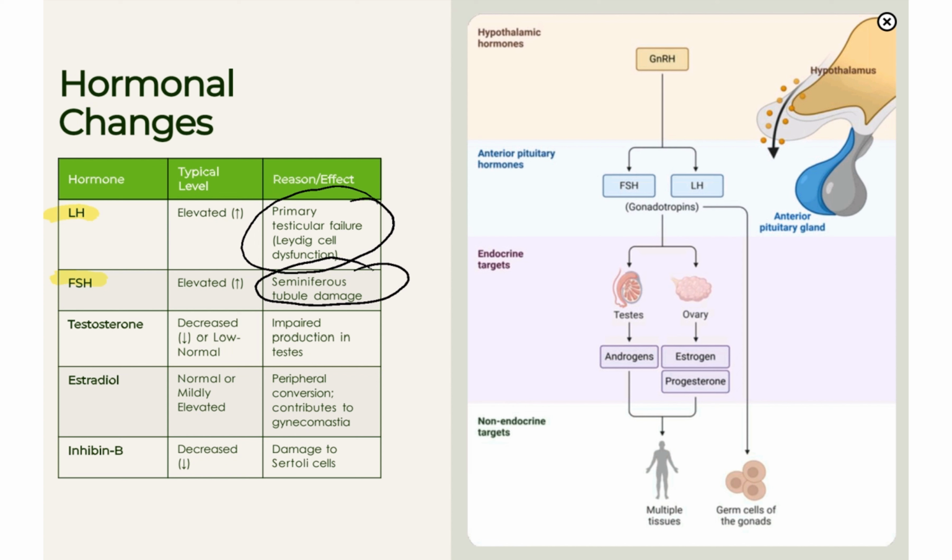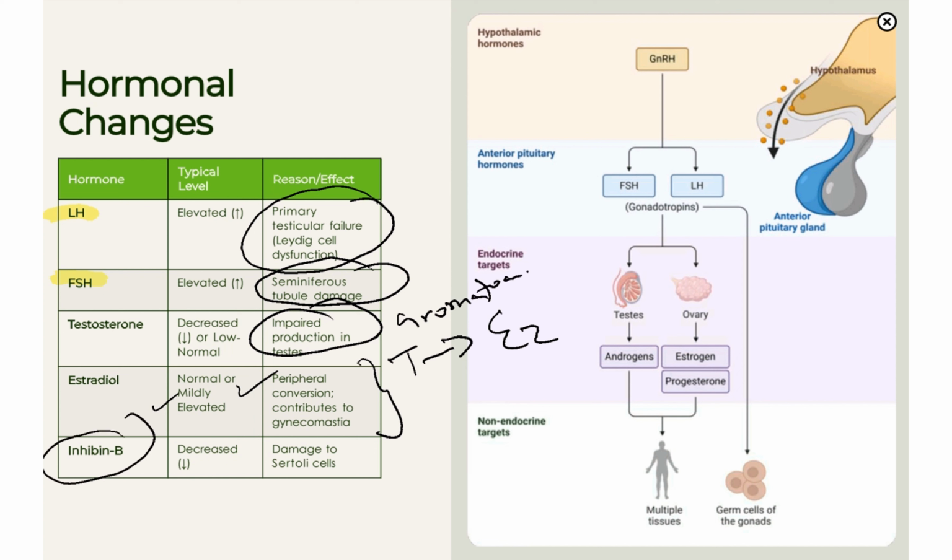Decreased testosterone, or sometimes low normal testosterone, due to impaired production of testosterone in the testes. Estradiol may be normal or slightly elevated. Remember that testosterone gets converted to estrogen in peripheral tissues by aromatase enzyme. And then inhibin B is also decreased, and this is a result of damage to Sertoli cells. Remember that the Sertoli cells are responsible for sperm production and also production of inhibin B.